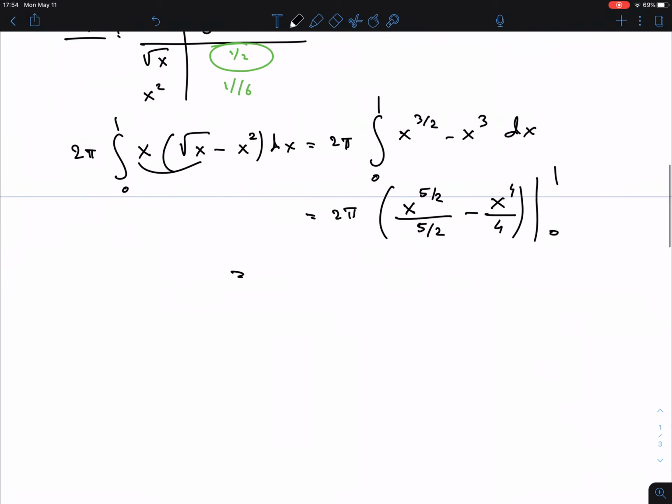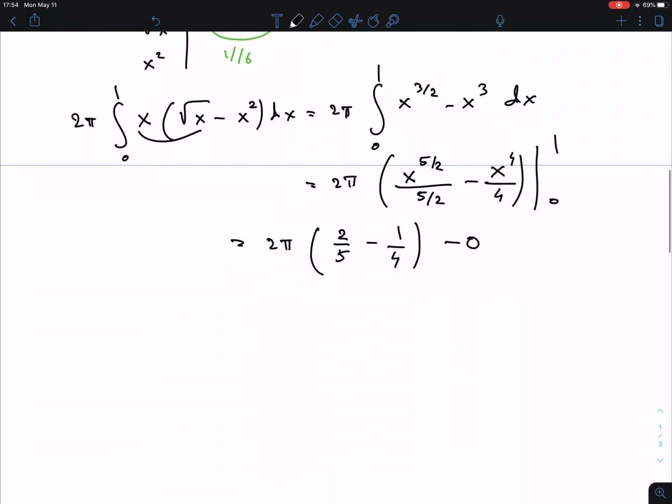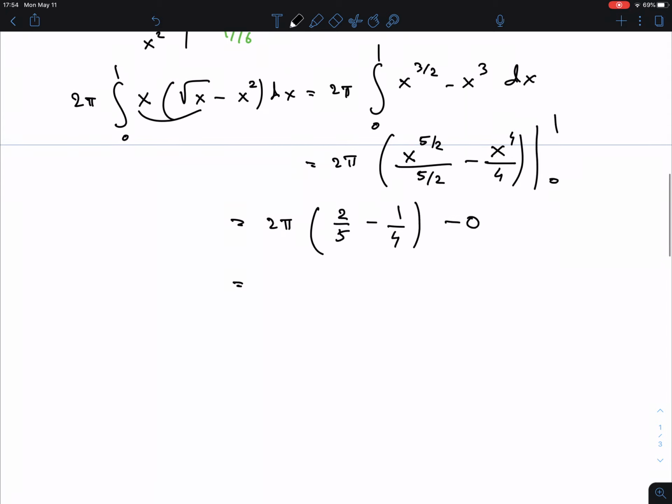So if I plug in 1, I get 2 pi. Any power of 1 is 1, so it's 1 over 5 halves, that is 2/5, the reciprocal of 5 halves, minus 1/4. Minus 0, of course, the rest is 0, and so that's the correct answer. I mean, probably in the back of the book they will have put it on a common denominator, which would be 20. So then we would have 8 minus 5 over 20, so that is 6 pi over 20, or 3 pi over 10. Okay, that's it.